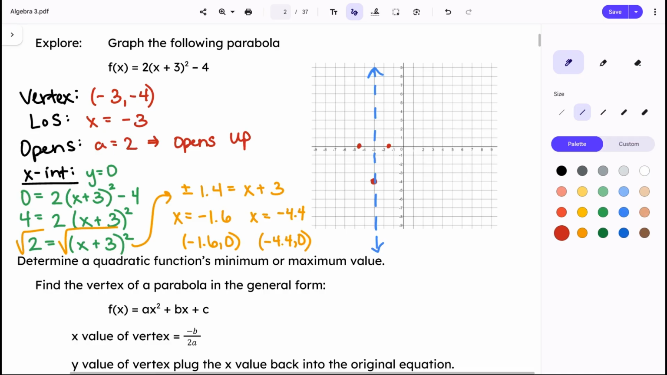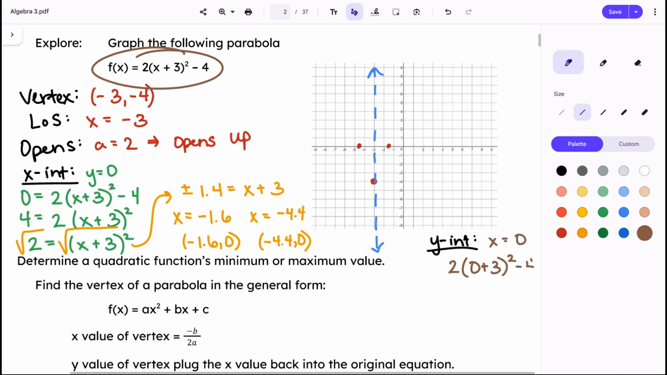Okay, we still need to find our y-intercept though. How do we do that? Okay, so I'm going to do that over here just because I'm running out of room. So I'm going to write down what you guys said, which was to say x equals 0. So back up here to my original equation, I have 2 times (0 plus 3) squared minus 4. What is that going to give me? 14? That's what I got. How would you write that as a coordinate? 0, 14.